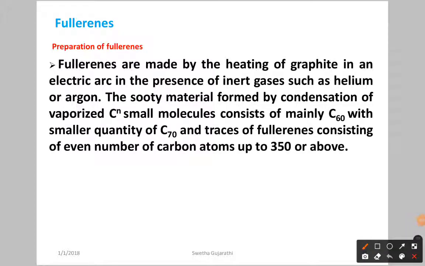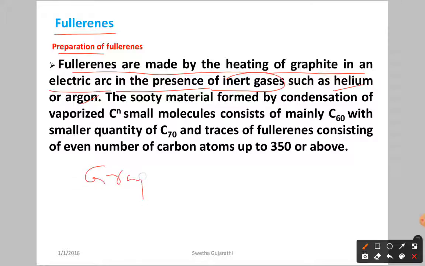Hello students, in allotropes of carbon, the third one is what? Fullerenes. Okay. Now let us see the preparation of fullerenes. Here fullerenes are made by heating graphite in an electric arc in the presence of inert gases such as helium and argon. Okay. Simply you are taking the graphite.